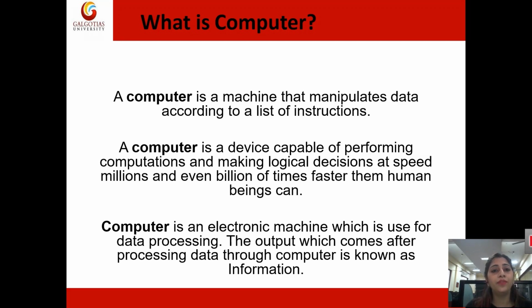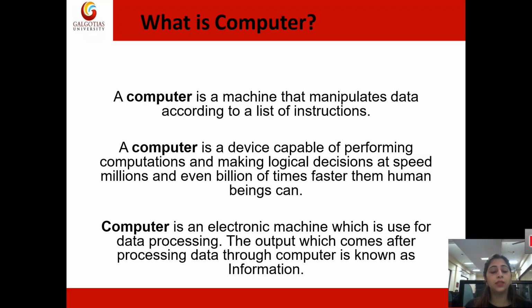Okay, so when we compare a computer with a human being, we need to understand the computer is a machine that can run an ample number of instructions and operations at a very high speed. And a computer is a device that is capable of performing computations that are very complicated or complex as compared to what humans can do.